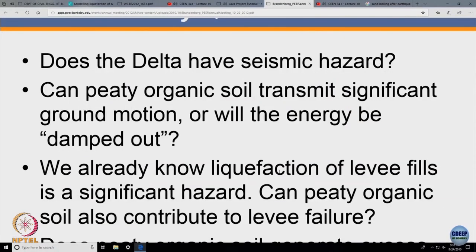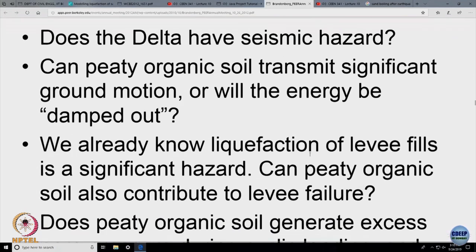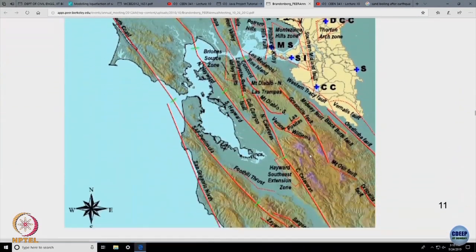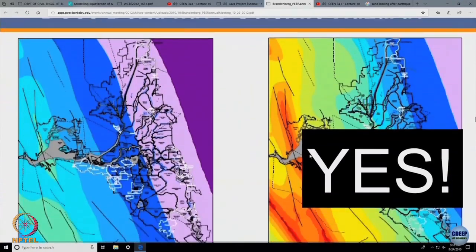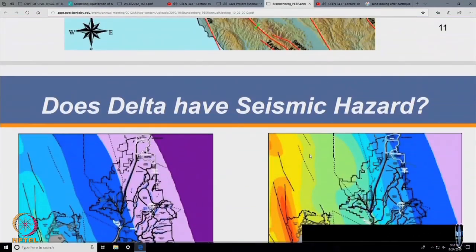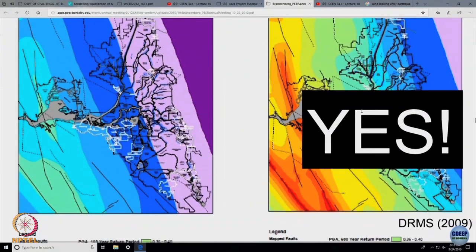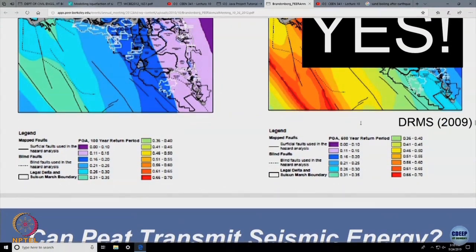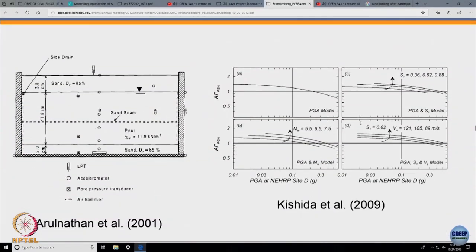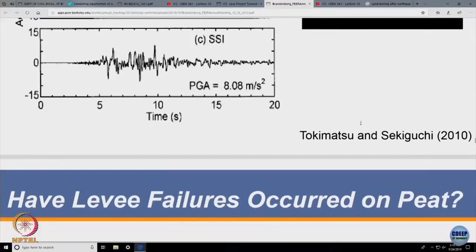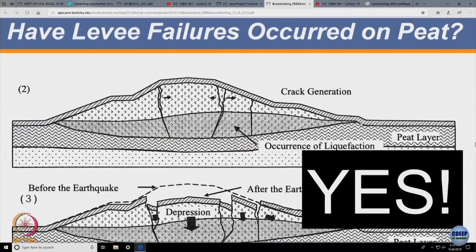Remember, we were talking about the delta formation, sedimentary deposits, and whether they liquefy or not because of the earthquake. Though peaty soils are cohesive soils, they are also bound to liquefaction. A lot of research is being conducted in this context, and here the question has been: does the delta have seismic hazard? The answer is yes, because they have done the seismic hazard mapping and they have shown that it fails. So, this is the influence of the earthquake which they are studying on the soil mass, and this is how the modeling has been done.